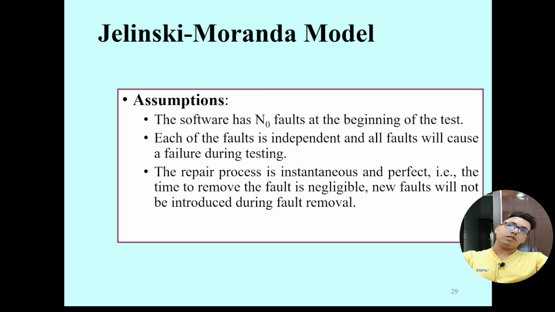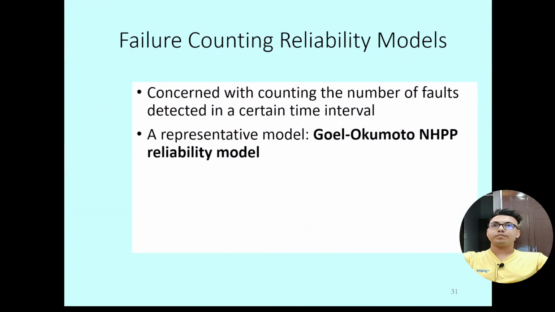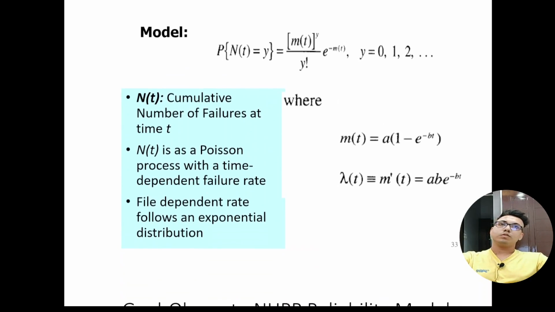What are the Jelinski-Moranda model assumptions? The software has N faults at the beginning of the test stage, and the failure rate depends on the remaining faults. A fault is removed when a failure occurs, with perfect debugging. Then there is a variant with an imperfect debugging model, where a fault is removed with probability p whenever a failure occurs. Next, the failure counting reliability models. The HPP is not in the syllabus. So this is also a model.